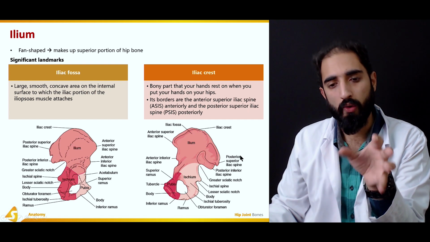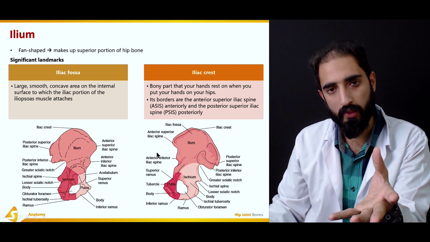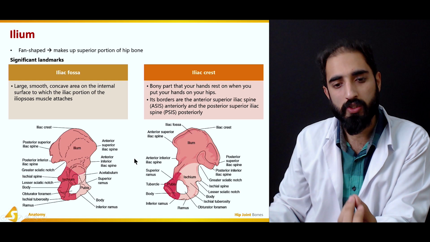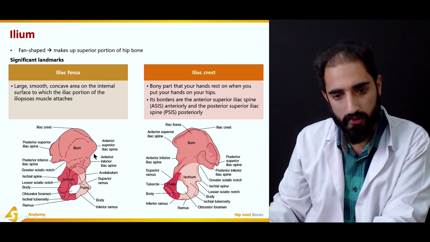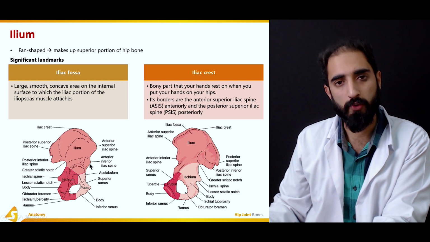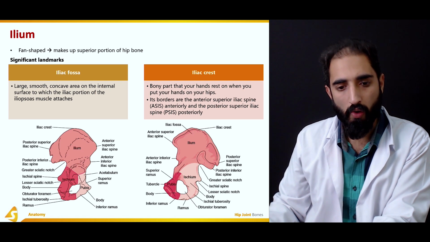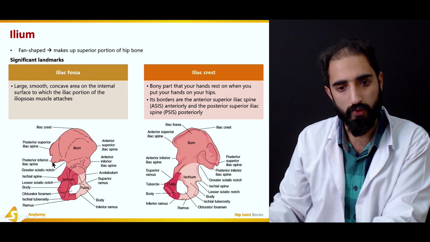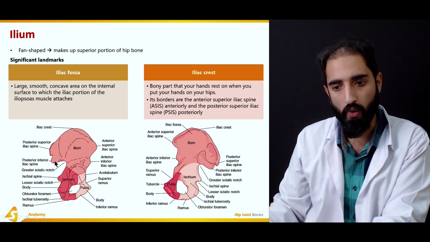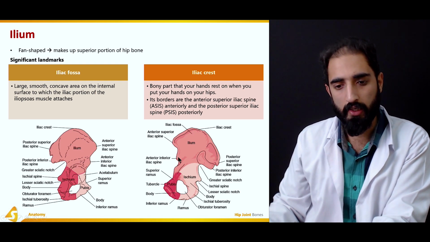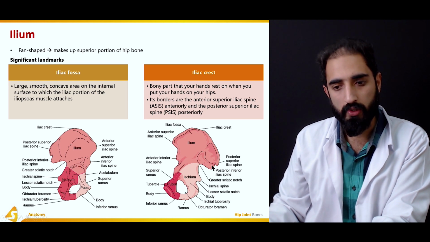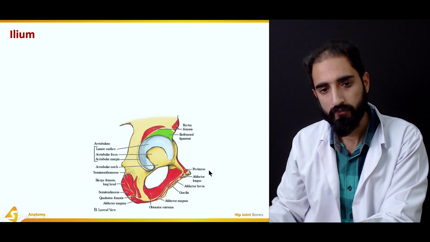So talking about the anterior and posterior superior iliac spines, we also have the anterior inferior iliac spine, which is just inferior to the anterior superior iliac spine. Similarly, we also have a posterior inferior iliac spine, which is inferior to the posterior superior iliac spine. You can also look at them on the medial aspect. This is the anterior inferior iliac spine, and this is the posterior inferior iliac spine.